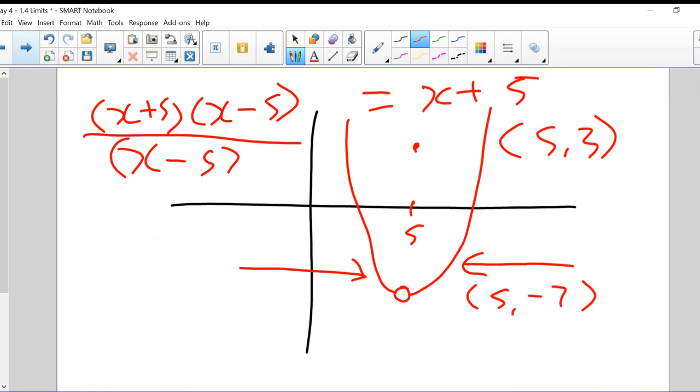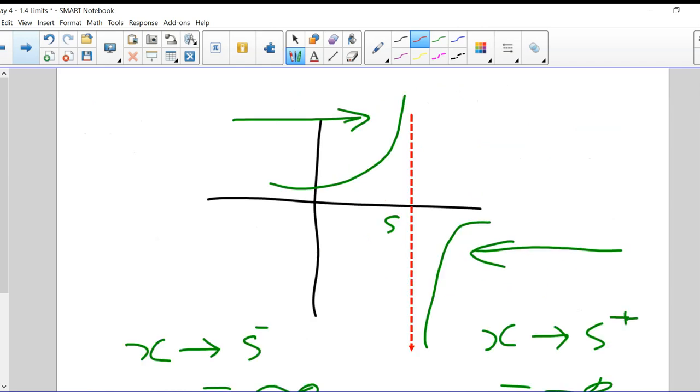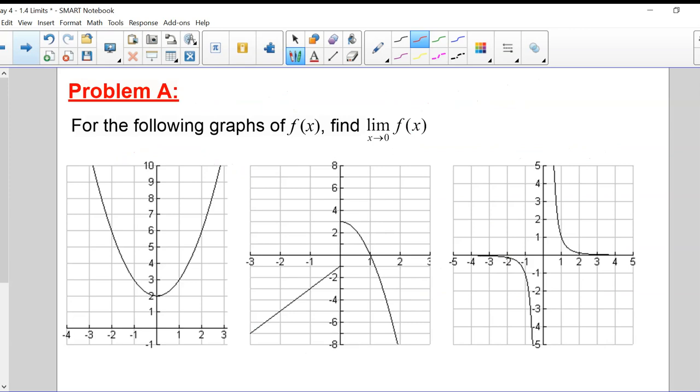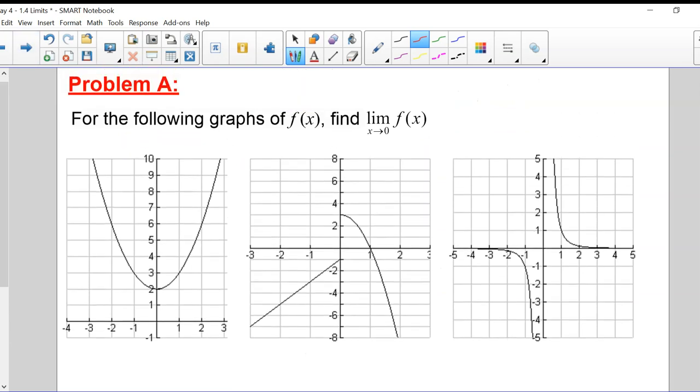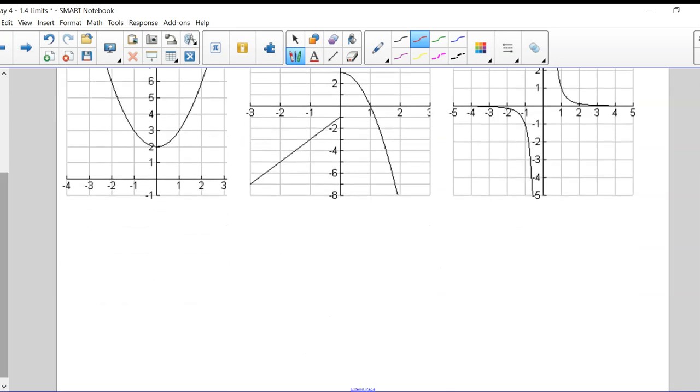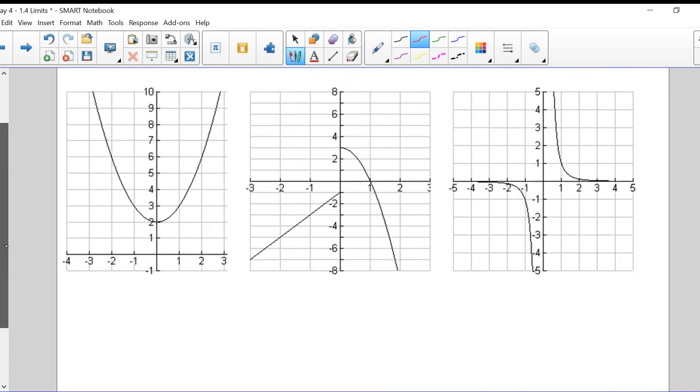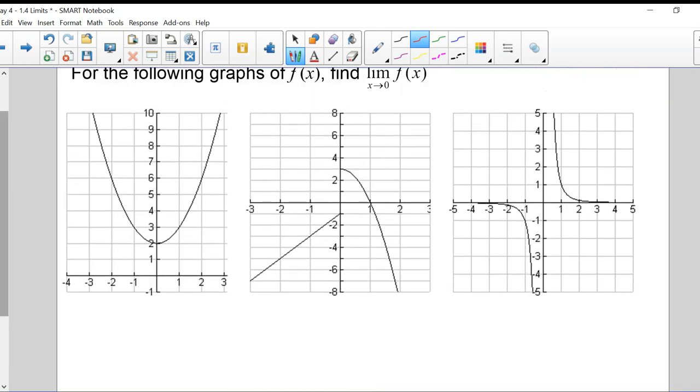Okay, let's do some examples to make this a lot more clear, because I know a lot of that sounds a little dodgy. So let's get to the first example. For the following graphs of f of x, find the limit as x approaches 0. All right, let me make sure you can see the graph first. All right, hopefully everybody can see that graph.